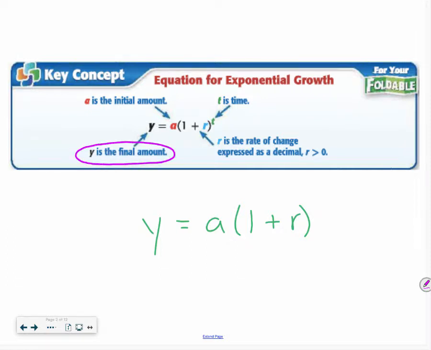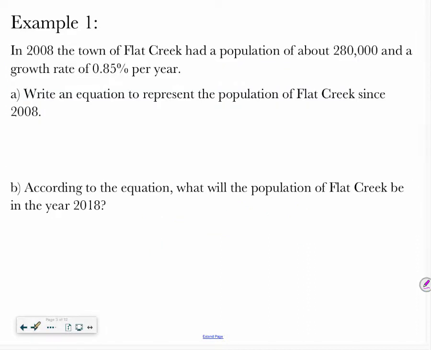Y is going to be your final amount, kind of like your total, okay? A is going to represent your initial amount, however much you start with, okay? So Y is final amount, A is how much you start with. R is the rate of change expressed as a decimal, okay? And then T represents time. Okay, T is time.